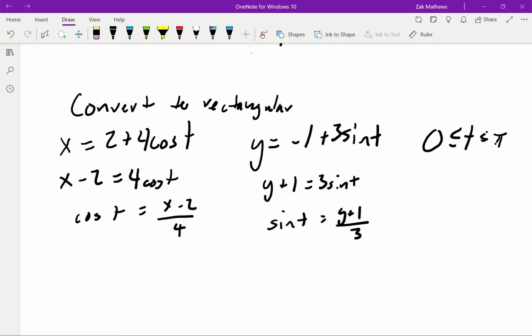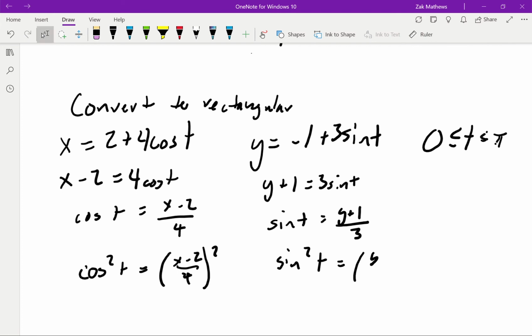Now that I've isolated those, I want to be able to add them to get that sine squared plus cosine squared, which does mean that we need the squares. So now I'm going to square both sides. I'm going to have cosine squared t is equal to x minus 2 over 4 squared, plus sine squared t is equal to y plus 1 over 3 squared.